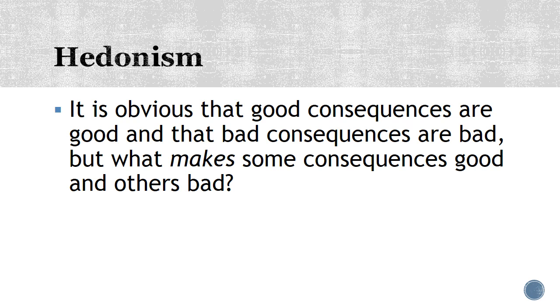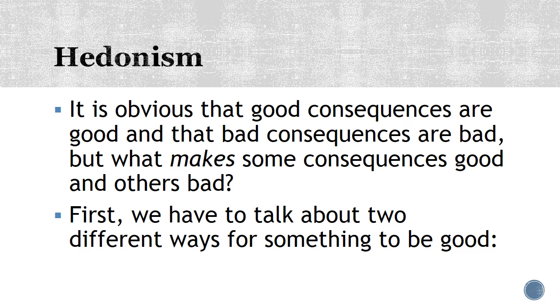The second component of utilitarianism is a view known as hedonism, and it picks up where consequentialism leaves off. It's obvious that good consequences are good and that bad consequences are bad, but the question is, what makes some consequences good and others bad? That is, what does the word good and bad relevantly mean? And that's what hedonism seeks to answer. First, we have to talk about two different ways for something to be good, and then we can talk about how hedonism interacts with consequentialism in utilitarian theory.